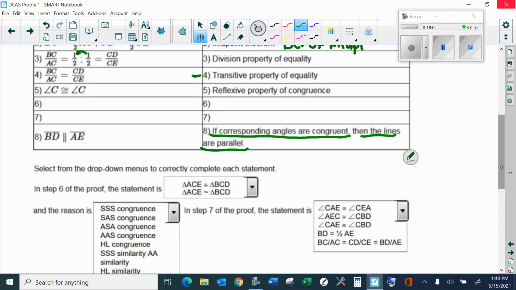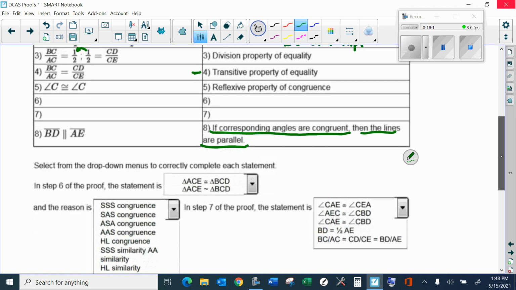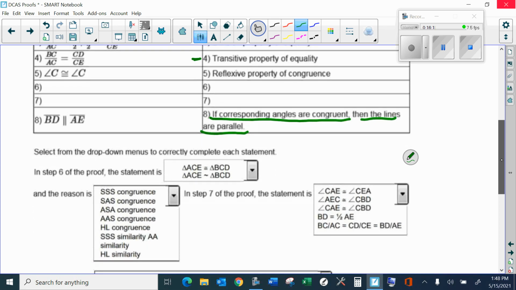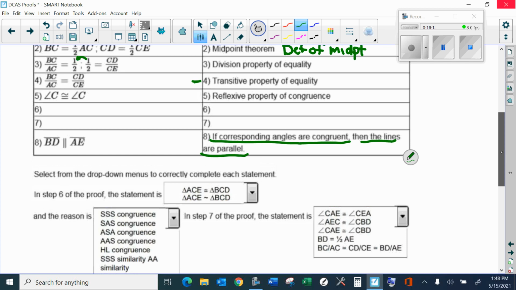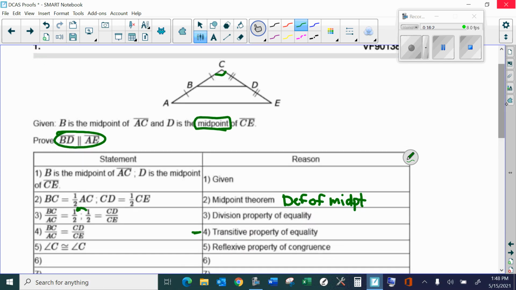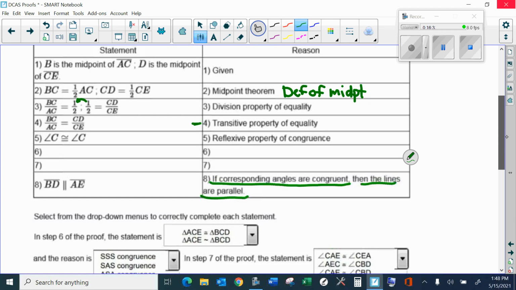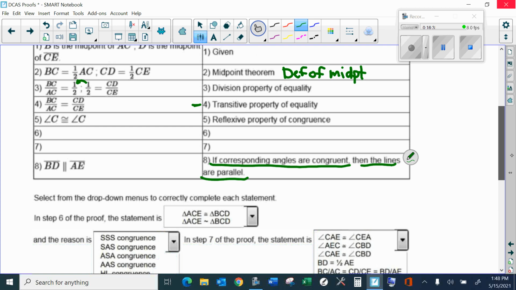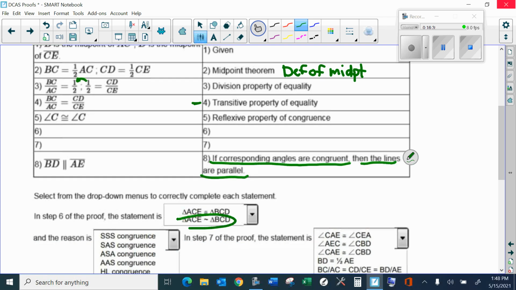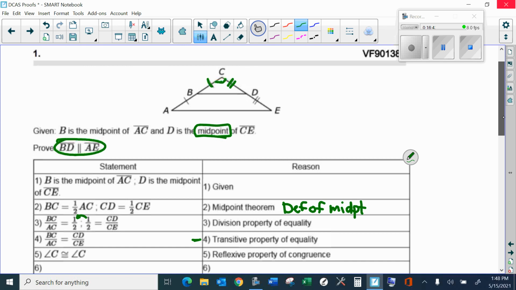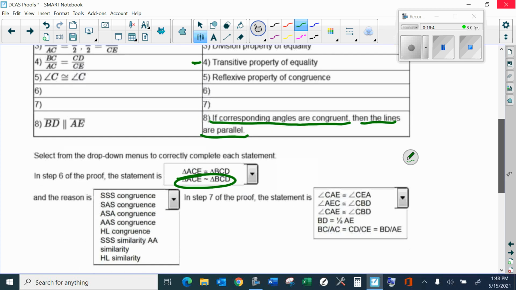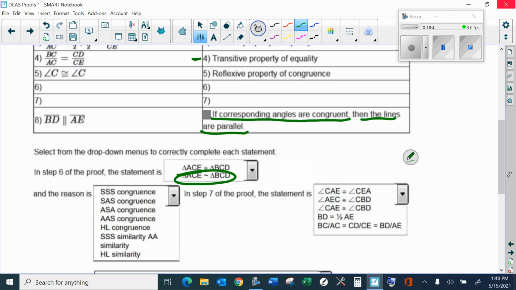In step 6 of the proof, the statement, they're trying to prove the triangles are similar. We can't prove that they're congruent, but we can prove they're similar by SAS. And this whole thing is going to be similar by SAS. So the statement is ACE, the big one, is similar to BCD. That's what you're going to choose. And the reason is SAS similarity.